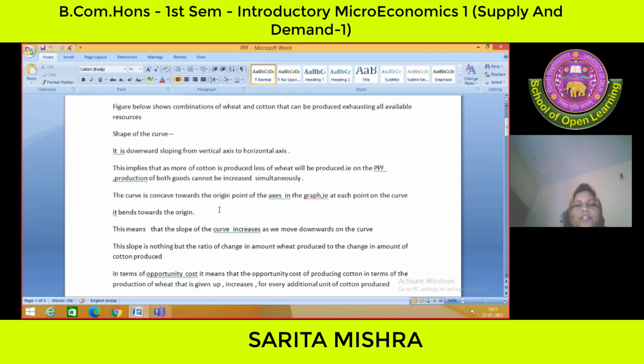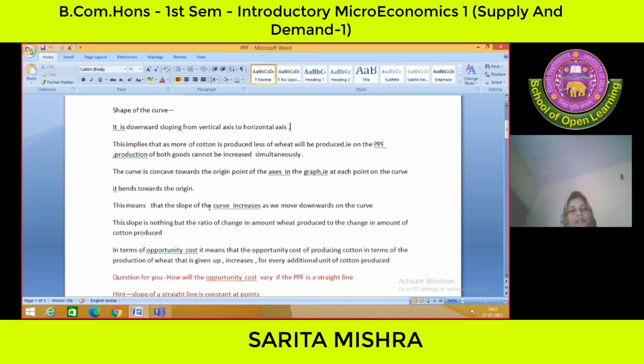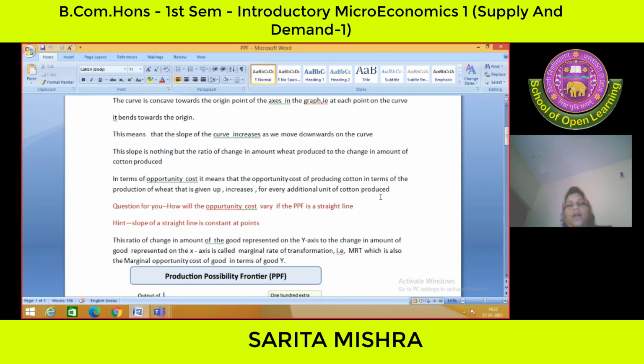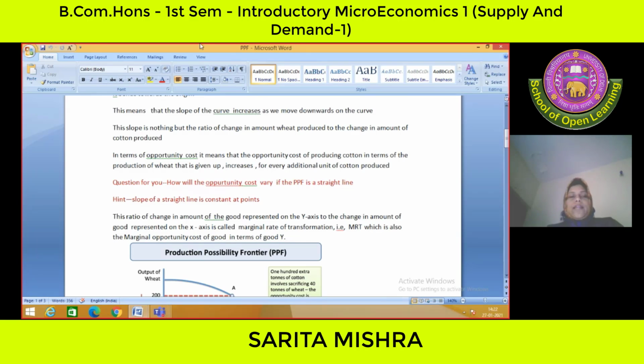The curve is concave towards the origin point of the axis in the graph. That is, at each point on the curve, it bends towards the origin. This means, what its mathematical significance is, it is that the slope of the curve increases as we move downwards on the curve.